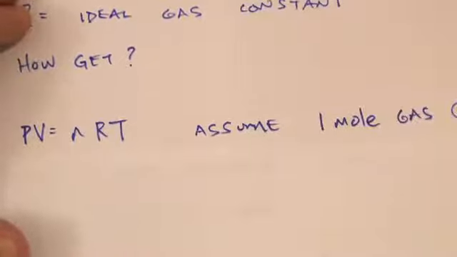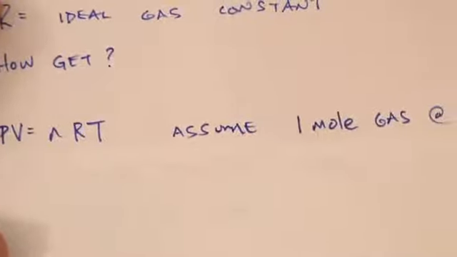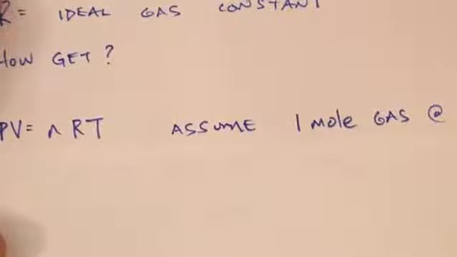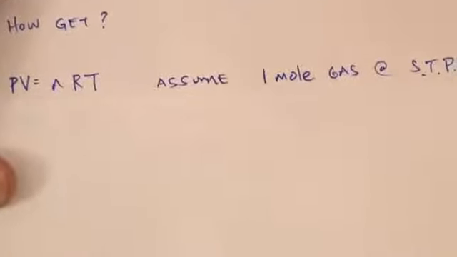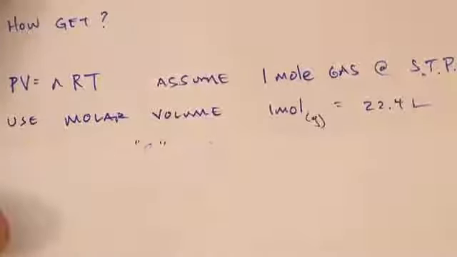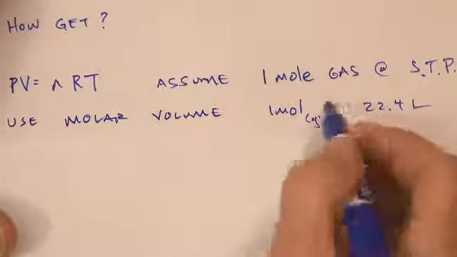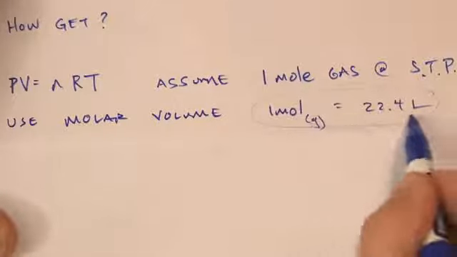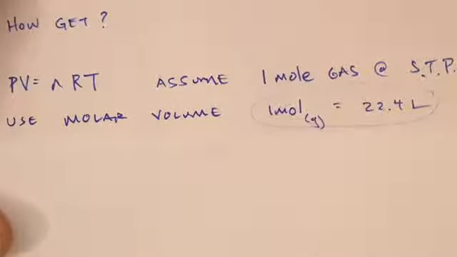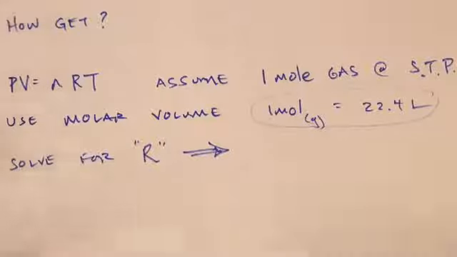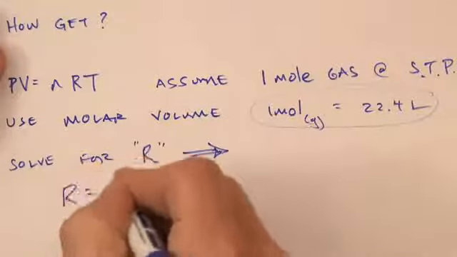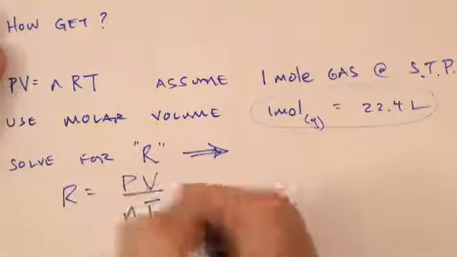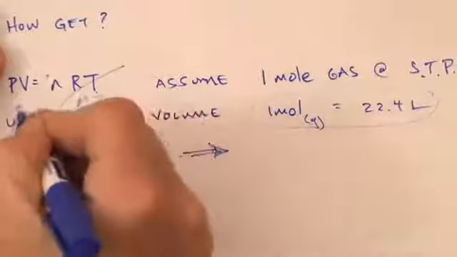and we assume 1 mole of gas at standard temperature and pressure, then we can use this to help solve for R. Let's use the molar volume that we just talked about. That 1 mole of any gas at standard temperature and pressure is equal to 22.4 liters. And let's solve this equation for R. If we do this and rearrange the equation, R is then equal to PV divided by nT, dividing both sides by nT up here.